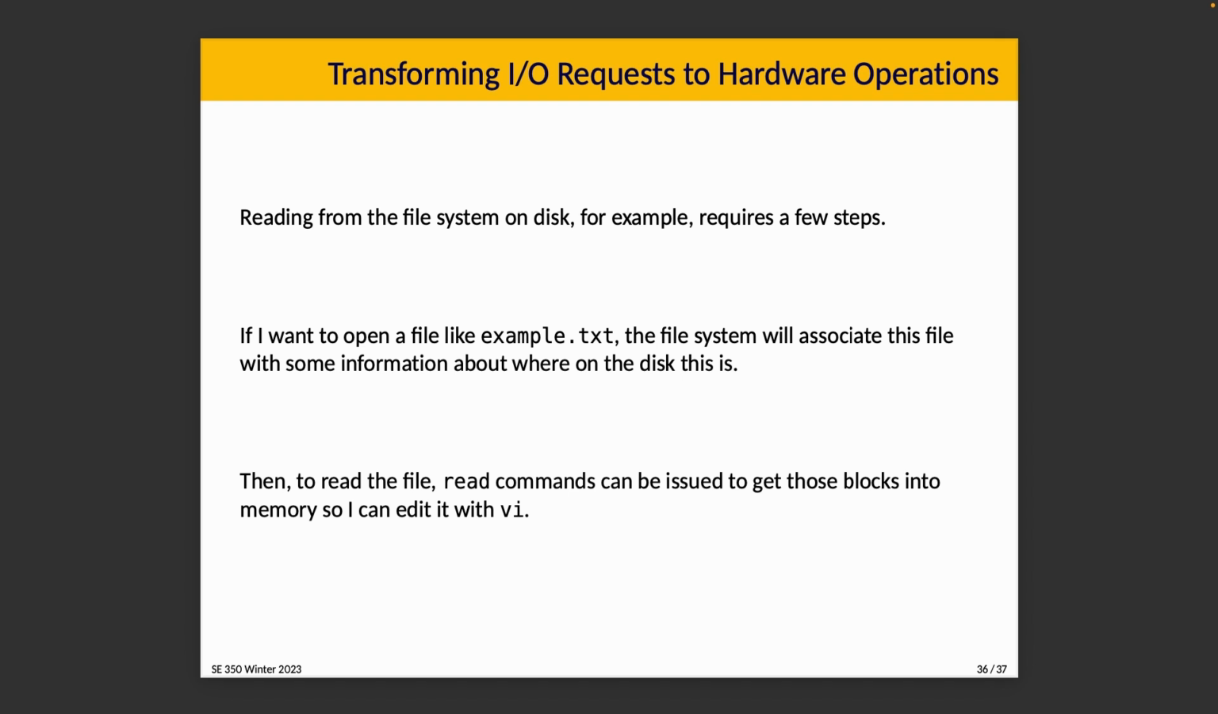So if I want to open a file, the file system is going to associate a file named example.txt with some information about where on disk it is. We haven't talked about the file system, we haven't talked about inodes and stuff yet, but those exist. To read the file, read commands will be issued such that the data ends up in memory, so I can do something with it in my text editor, right?